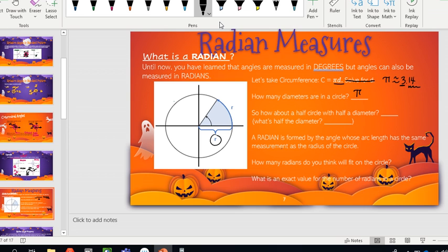Well, half a diameter is the radius. So how many radiuses, or radii, would fit around half the circle? So in other words, if this was just the radius, let's take this yellow piece, the radius, and we go, okay, here's one radius. Here's the next radius. I'm going to try to make it about the same. And here's the last radius. It would just be slightly shy of meeting that.